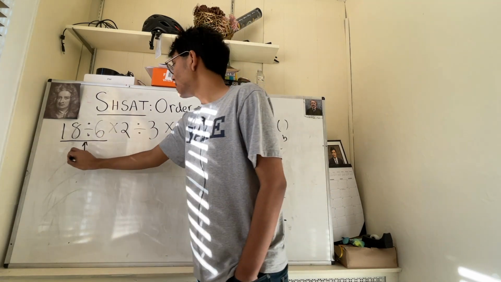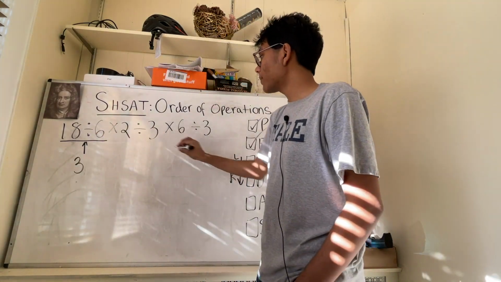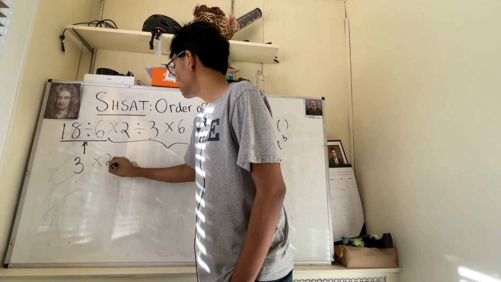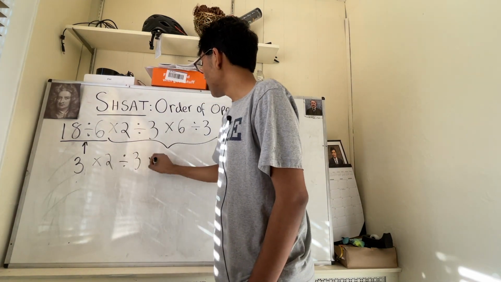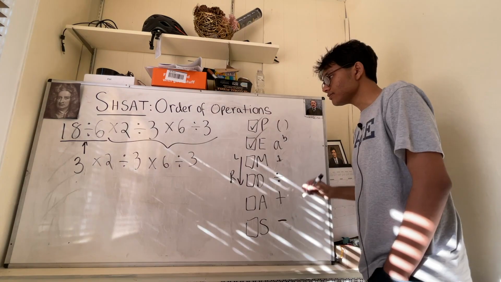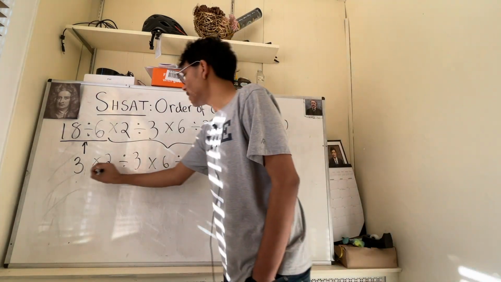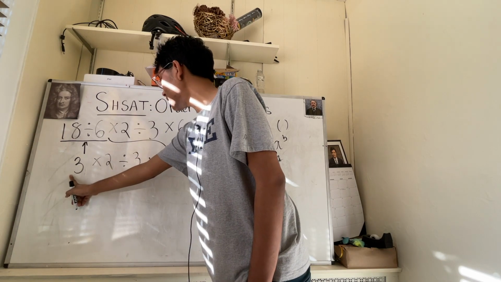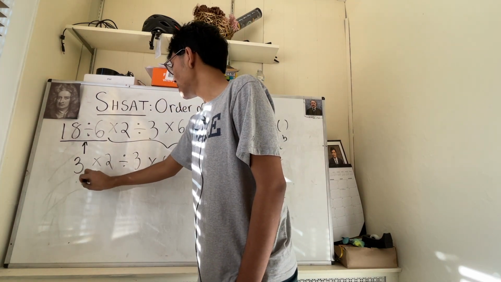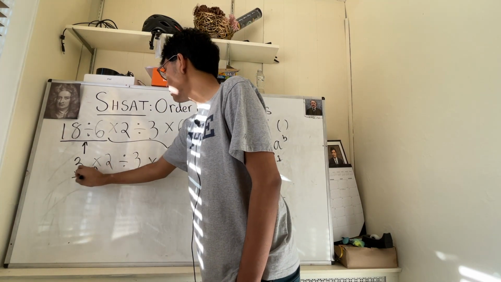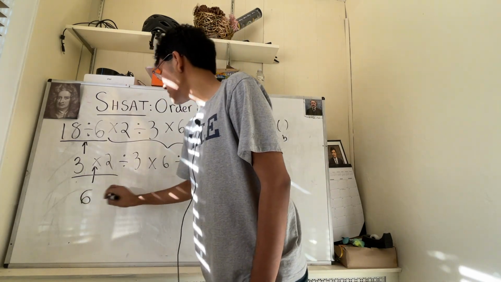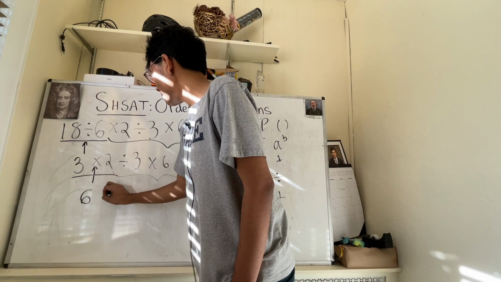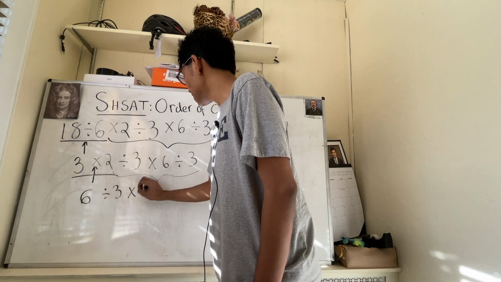18 divided by 6, well, that's 3. And then drop everything else down. Everything else, copy it down. So times 2 divided by 3 times 6 divided by 3. Now, let's see what comes next. What sign comes next? Left to right, multiplication comes next. So we're going to do that. So 3 times 2, that's going to give us 6. Copy everything else down. Divided by 3 times 6 divided by 3.